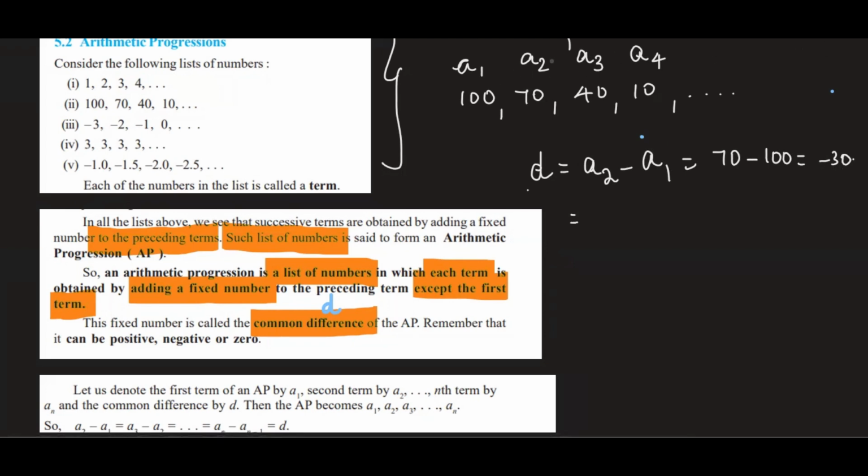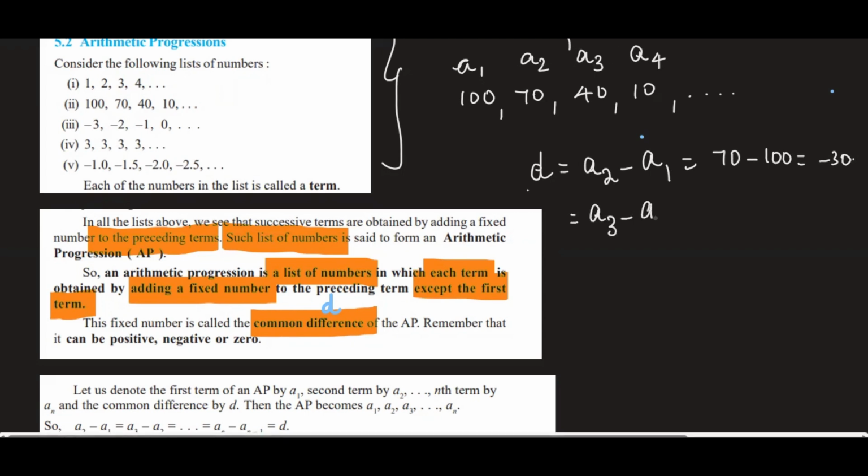Now again, we will try for the next two consecutive numbers. I should find a3 minus a2. a3 is 40 and a2 is 70, so 40 minus 70 is minus 30. Now let's go to the next consecutive pair, a4 minus a3. a4 is 10, so 10 minus 40 is equal to minus 30. So d here will be minus 30, and it is the same.